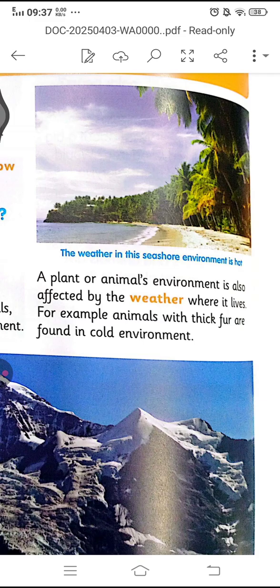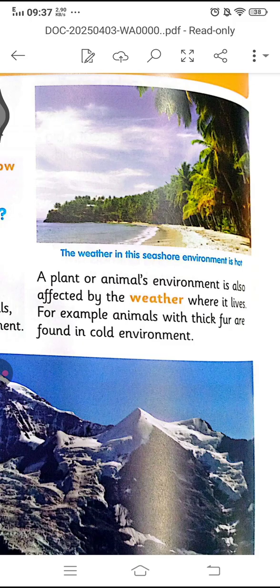Look at this picture. The weather in the seashore environment is hot. Why? Because the sun is directly touching the light, transparent water. That's why here the atmosphere is very hot. Although plants are found, we mostly find hot weather around the seashore or around the sea.